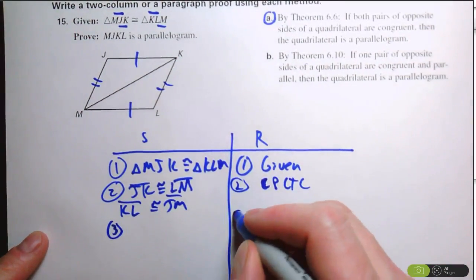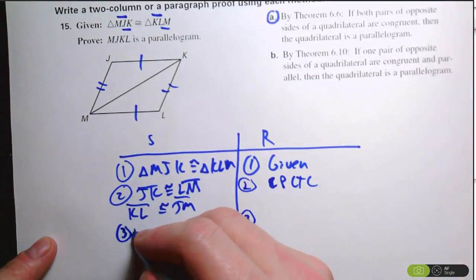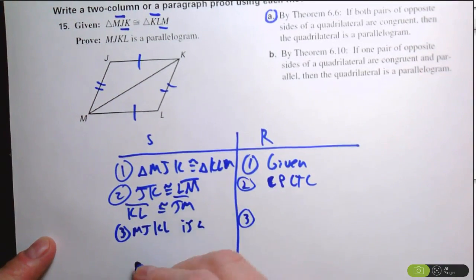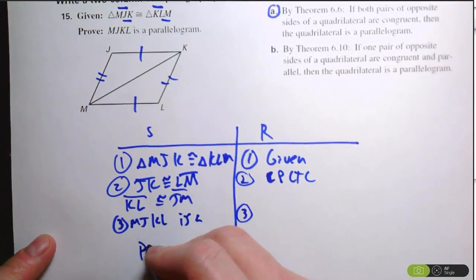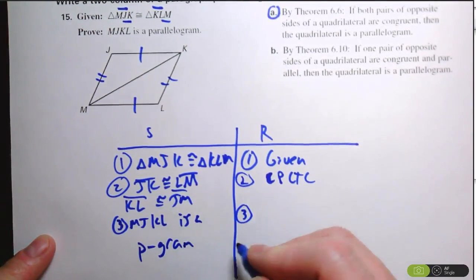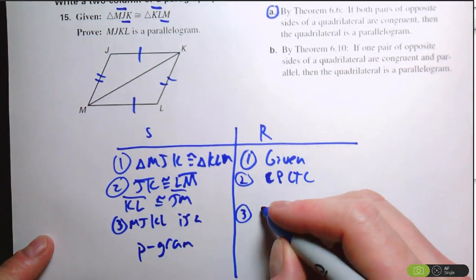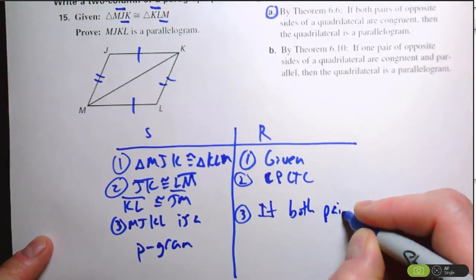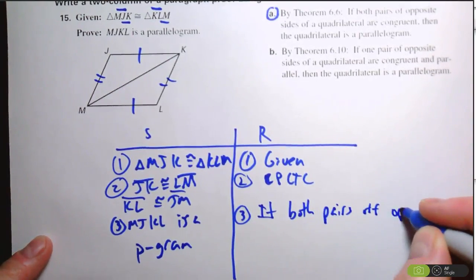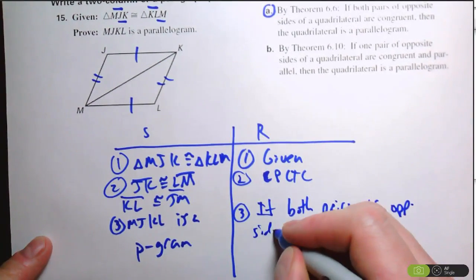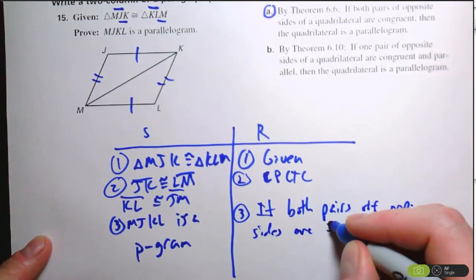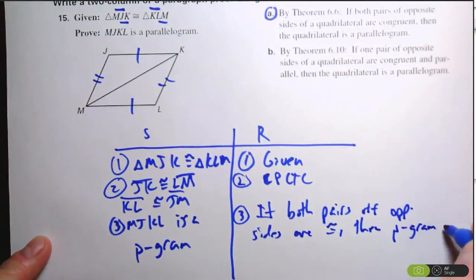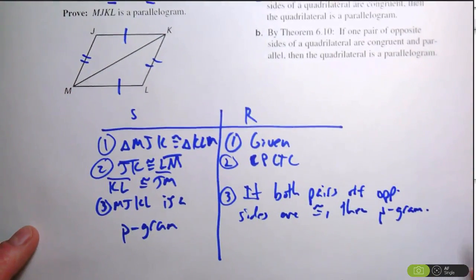Now 3, MJKL is a, and this is my shorthand for it, parallelogram. I just say P-gram. How do I know that? Well, if both pairs of opposite sides are congruent, then parallelogram. I do that P-gram a lot.